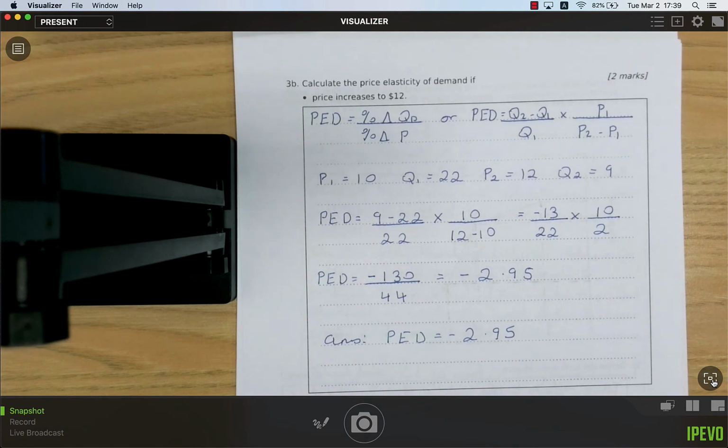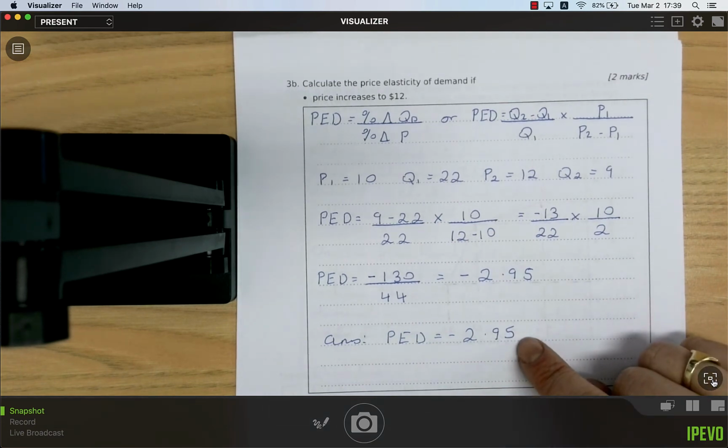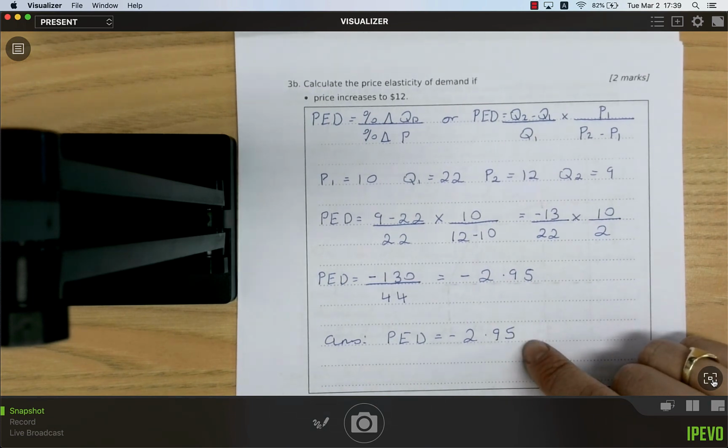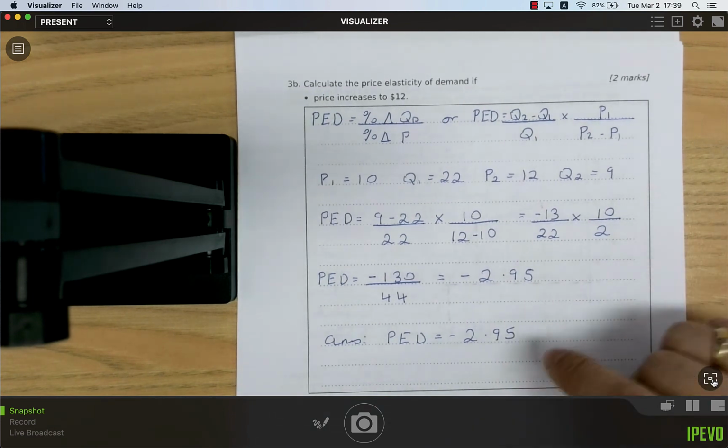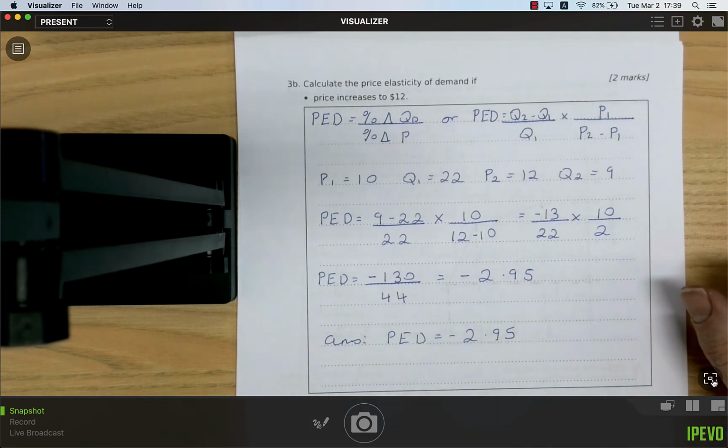Okay, so if price goes up from 10 to 12, that's a 20% increase. We're saying that this is nearly 3. Quantity demanded will fall by nearly 60%. Okay, that's what we're saying. By 3 times that. All right, so that's a huge loss in terms of total revenue and most likely profit. So we're not going to go near that.